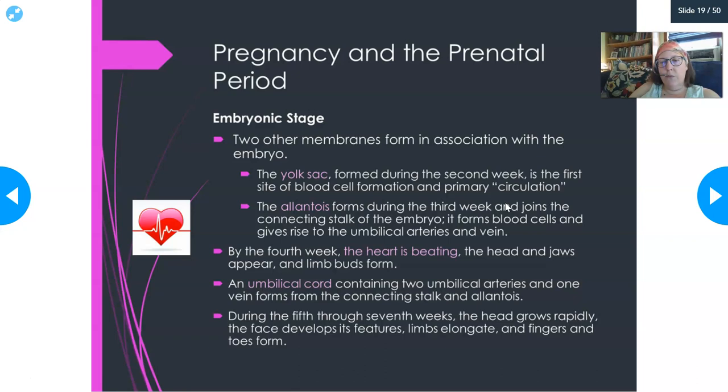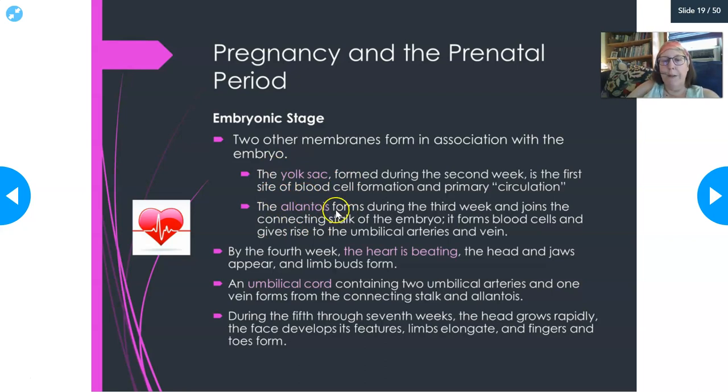The allantois forms during the third week and joins the connecting stalk of the embryo, and it forms blood cells also, and it gives rise to the umbilical arteries and veins. This site of production of blood cells won't stay. I mean, this is the beginning of it, but then it's going to move to the bone marrow once the bone marrow is formed.